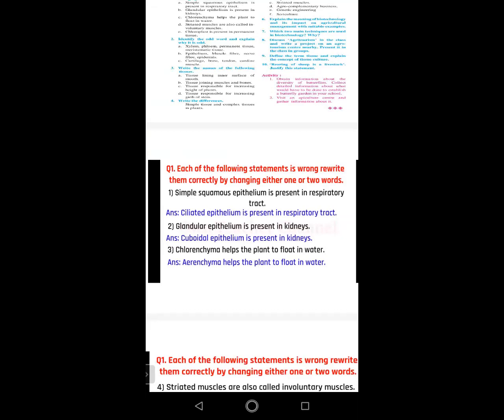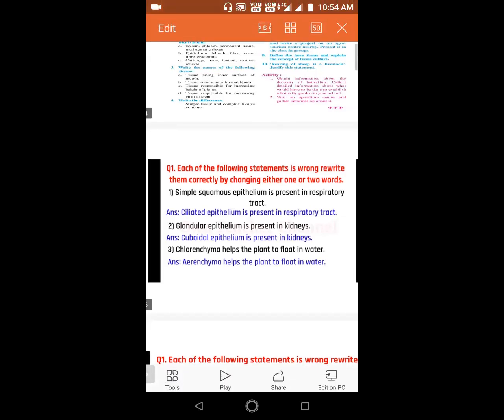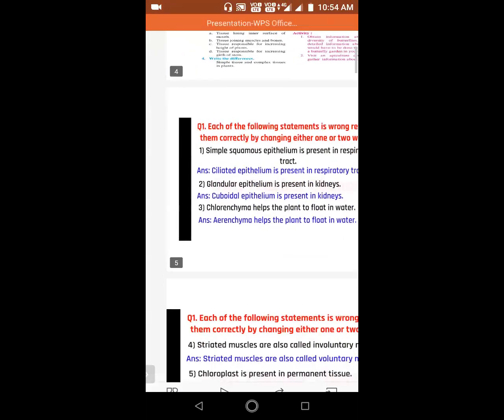What is the first question? Simple squamous epithelium is present in the respiratory tract. Simple squamous. So what is the wrong word given here? Just 1 minute.